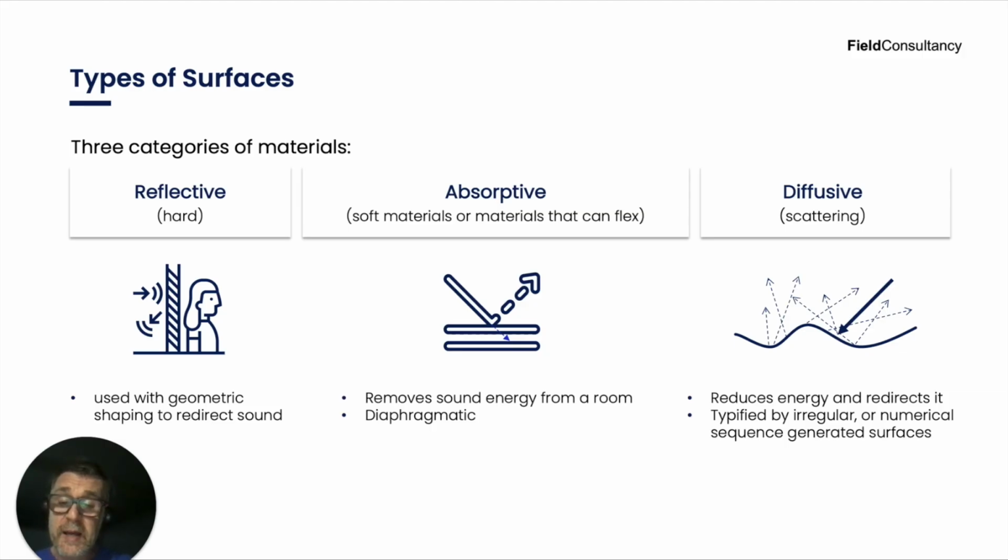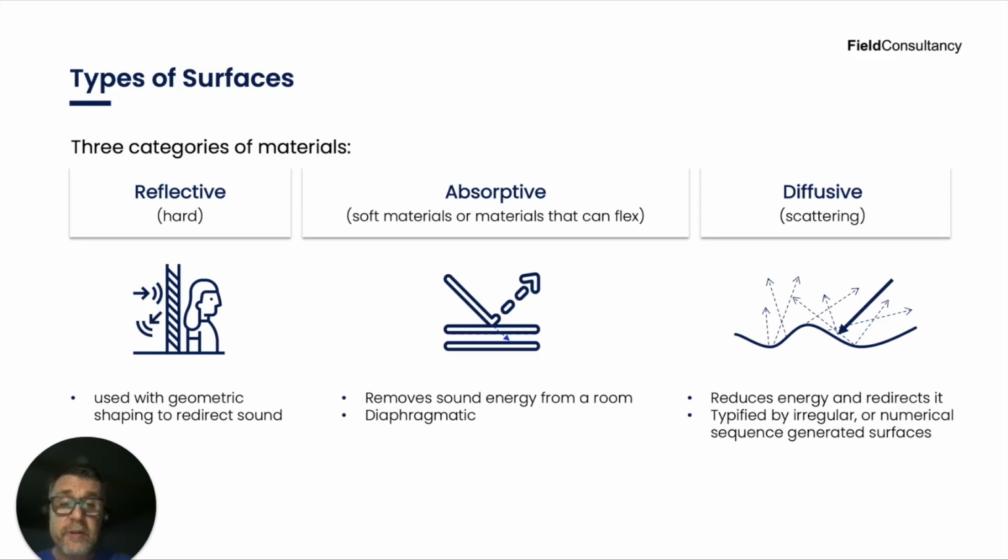The opposite of a hard reflective material is a sound absorptive material. So this can be a soft material or it can be materials that can actually flex. It removes sound energy from the room. What it is doing is converting sound energy into heat via frictional interaction within the pores of the material. Materials that can flex provide low frequency absorption, and it involves the conversion of sound energy into movement.